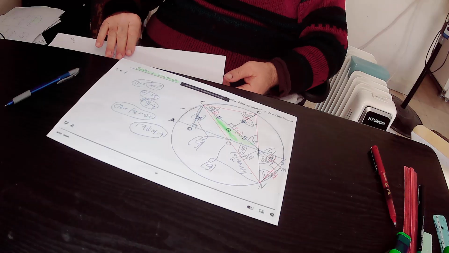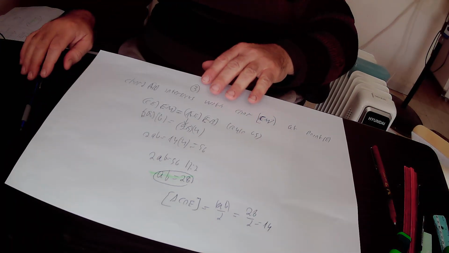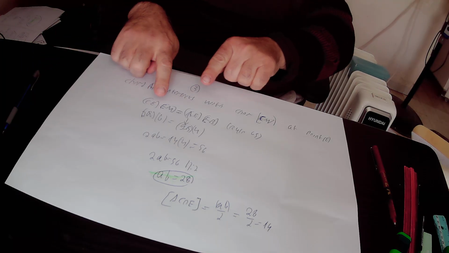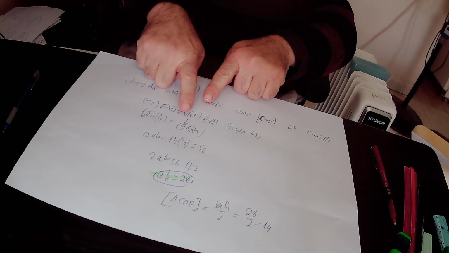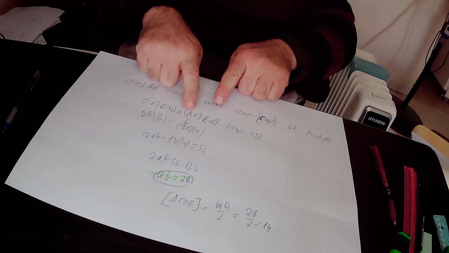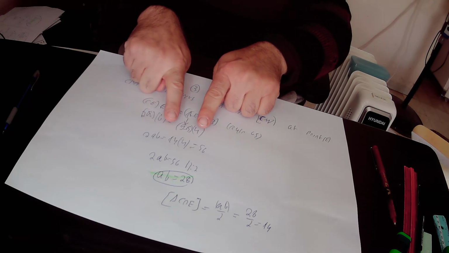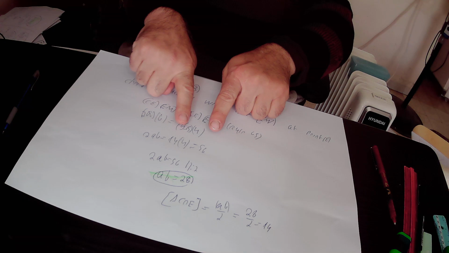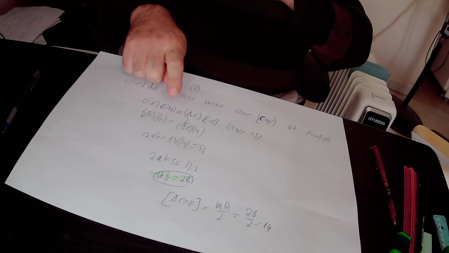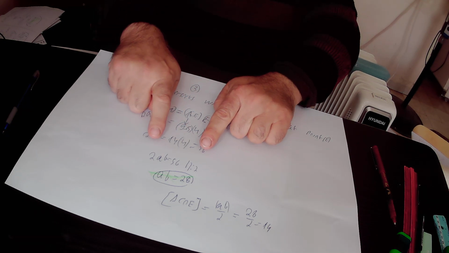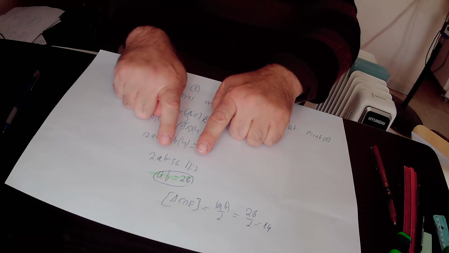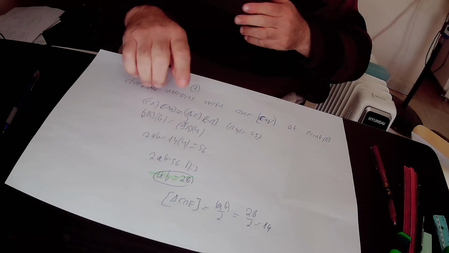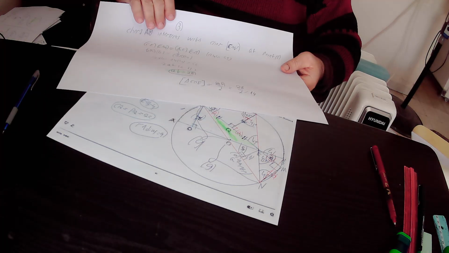So in total, 2AB equals AE times EB, where AE is 9 plus 5, that is 14, and EB is 4. So 2AB equals 14 times 4, that is 56. If we divide this equation by 2, we find that AB equals 56 over 2, that is 28.